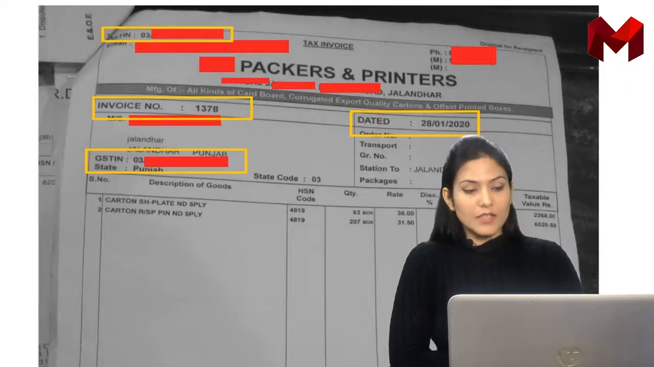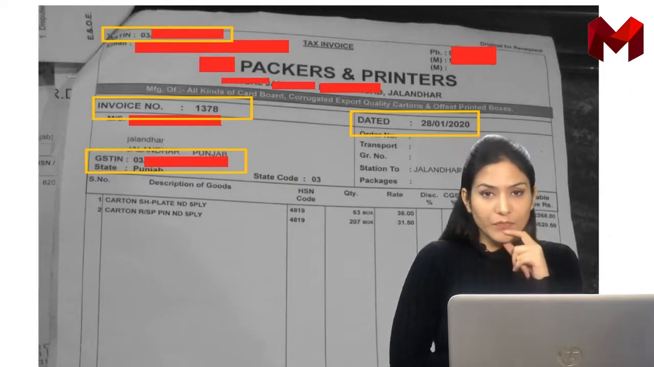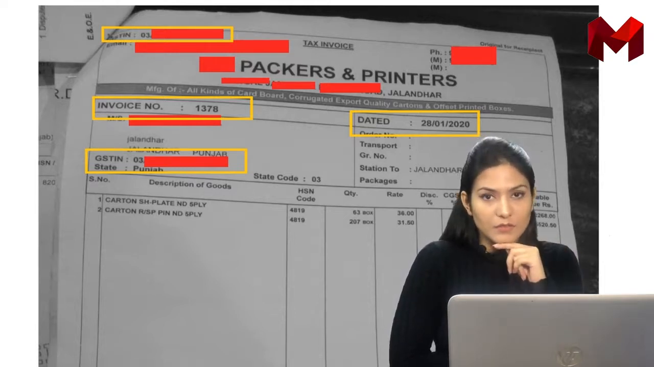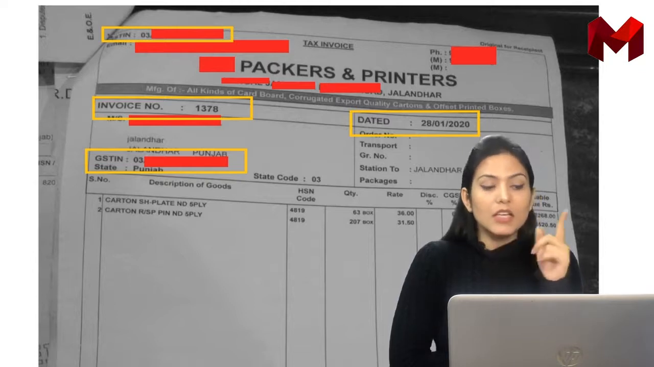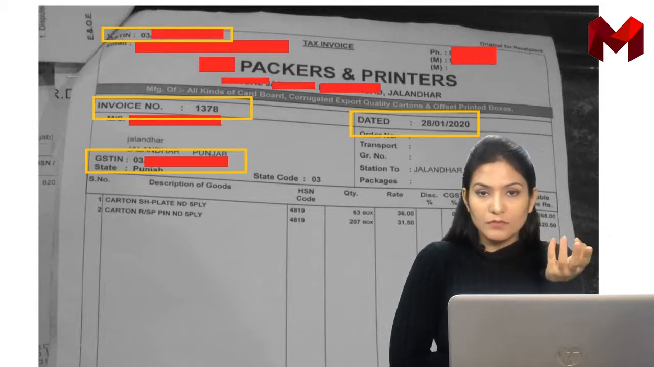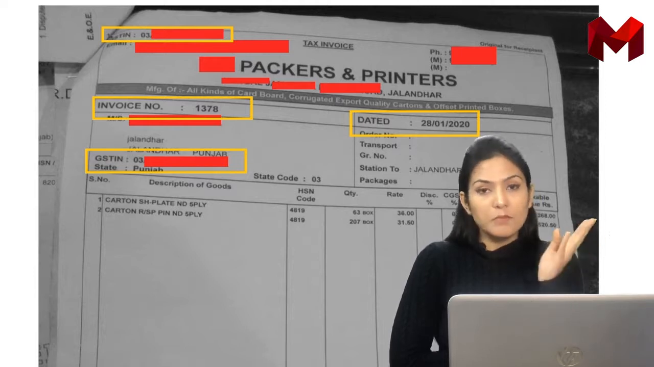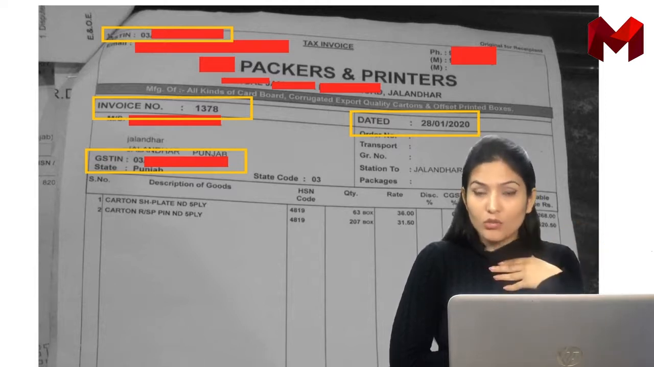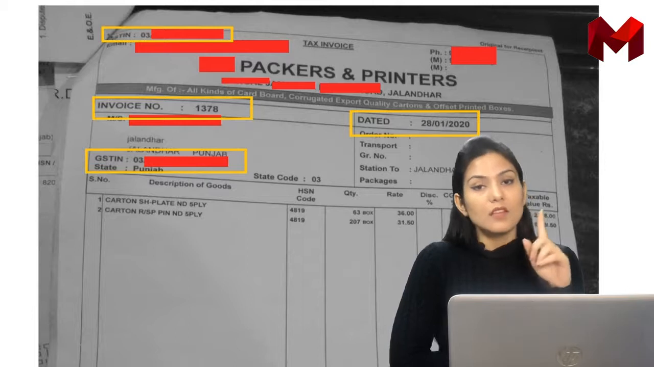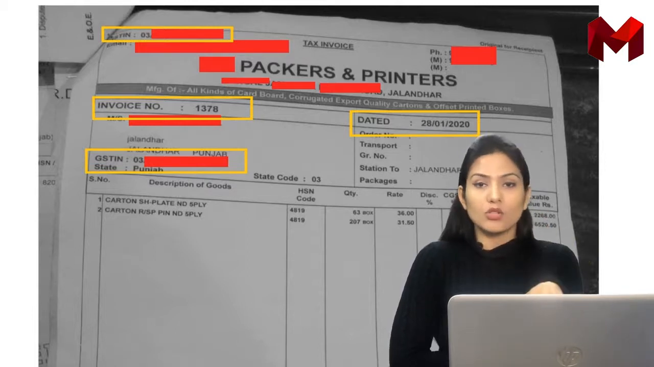Now moving towards the next invoice. Dash dash packers and printers. Similarly, his GST number starts with 03. 03 is Punjab's code. The supplier, that is packers and printers, is from Punjab only. We are also from Punjab, and our GST number is also written 03. That means the supplier is from Punjab and we are also from Punjab.